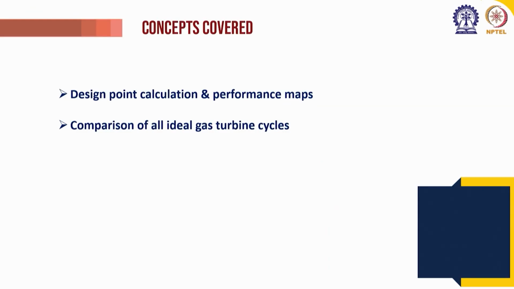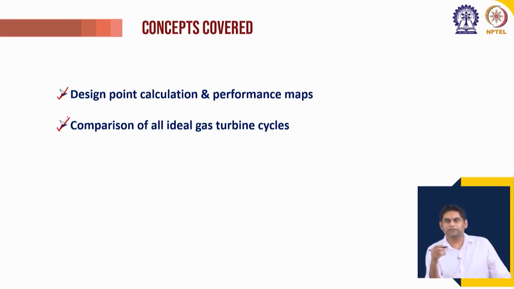As I said, the main concepts which will be covered are twofold. One is design point calculation: what is it? We are already doing design point calculations without defining this term. So, we will define that, and how to generate performance maps or performance characteristic maps, and then compare all the different ideal gas turbine cycles, the 8 cycles we have studied till now, which covers all the cycles.